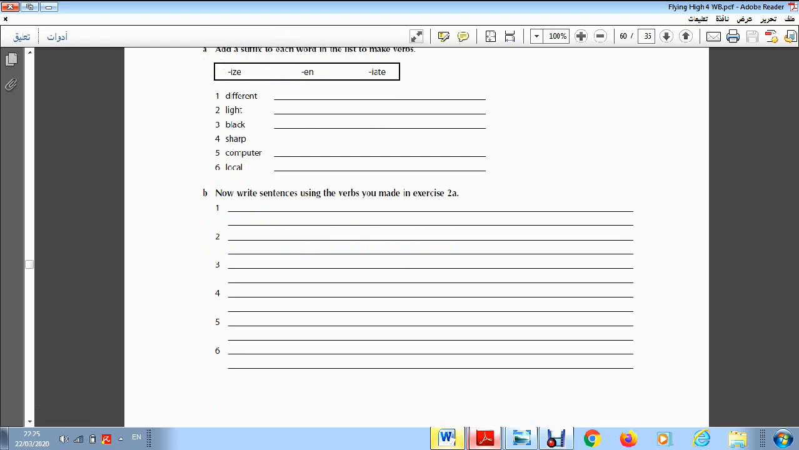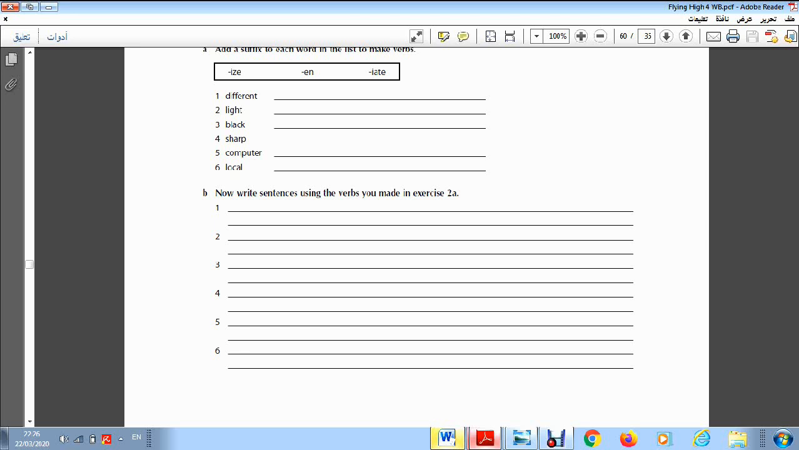a much more powerful exercise indeed. Write sentences using the verbs you made in exercise 2A. I like this exercise. It's a very powerful one. Structure in English and in any language indeed is a very influential part of learning. If you become well acquainted with structure, then you have mastery of the language.